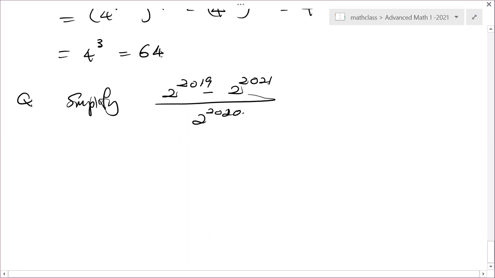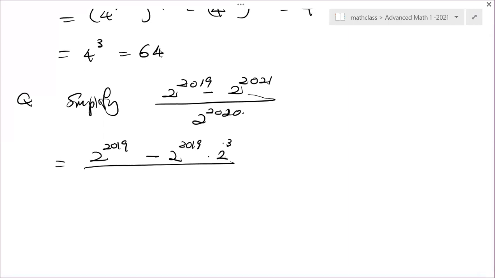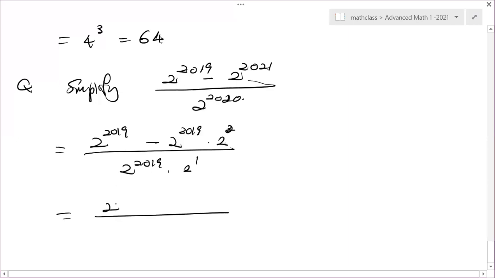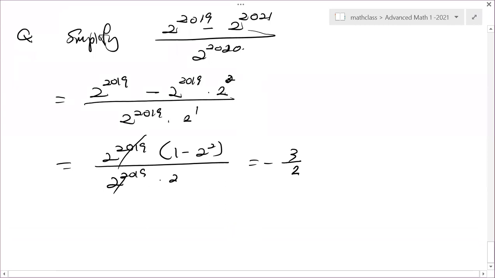All right, so how do you solve this problem? First of all, you get a common factor, right? 2 to the 2019. Here, 2021 is going to be 2019 plus 2, so that is going to be 2 to the 2019 times 2 squared, okay? And then 2020 is going to be 2 to the 2019 times 2 to the 1st power. So you will see that you get a common factor, right? The common factor is 2 to the 2019. And then here 1 minus 4, and then there's 2. This cancels out, it's negative 3 over 2. Okay. Yeah, good.